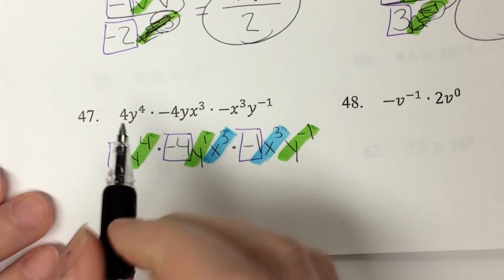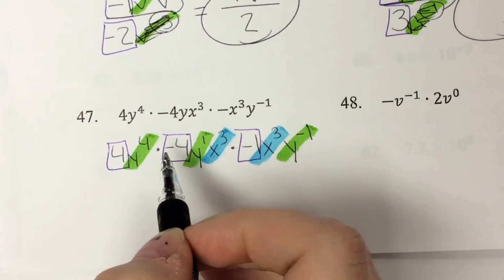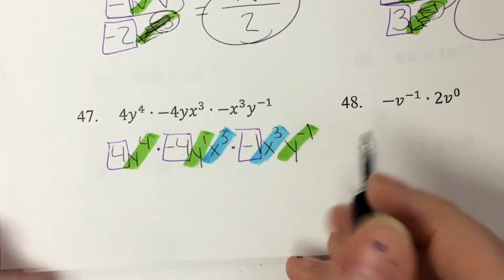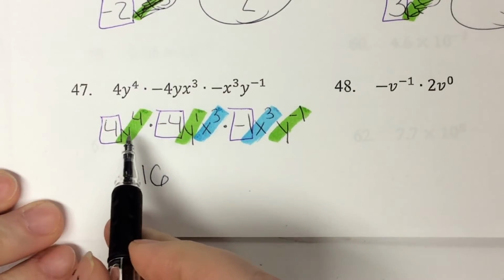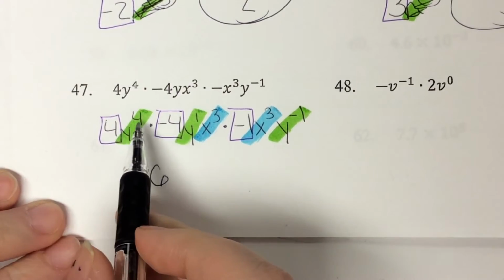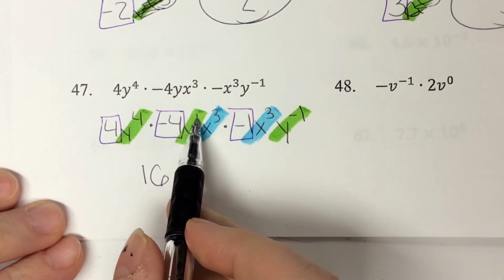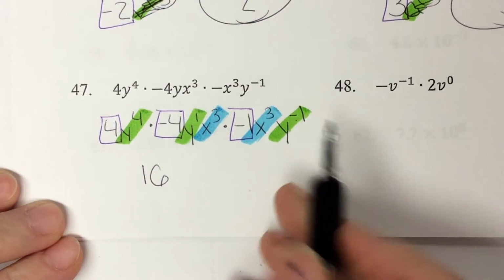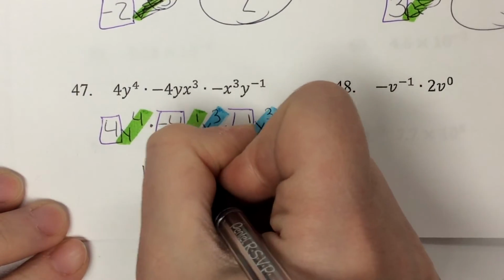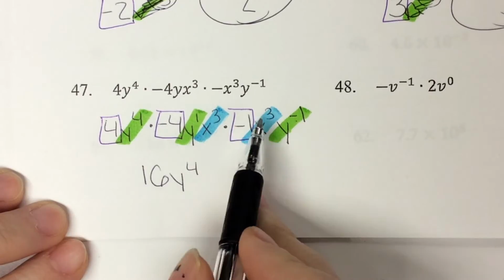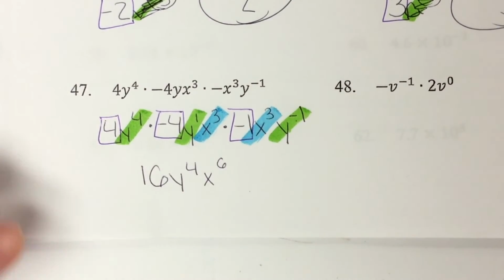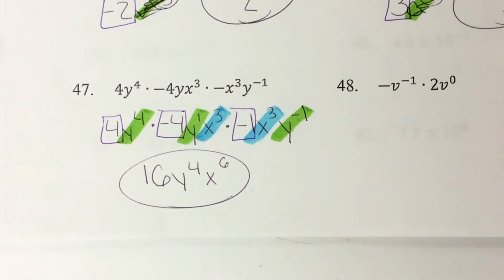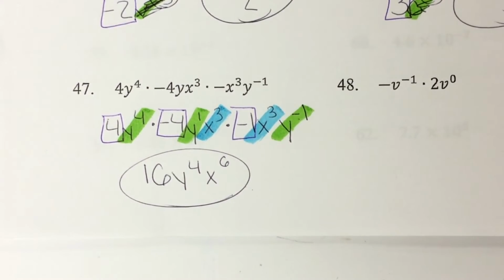So 4 times negative 4 is negative 16, times negative 1 is going to be positive 16. Let's add up all of our exponents for y. We have 4 and 1 is 5, minus 1 is back to 4. And then we have 3 plus 3, x to the sixth power. So we didn't even need to cross the line and flip any signs for this one.